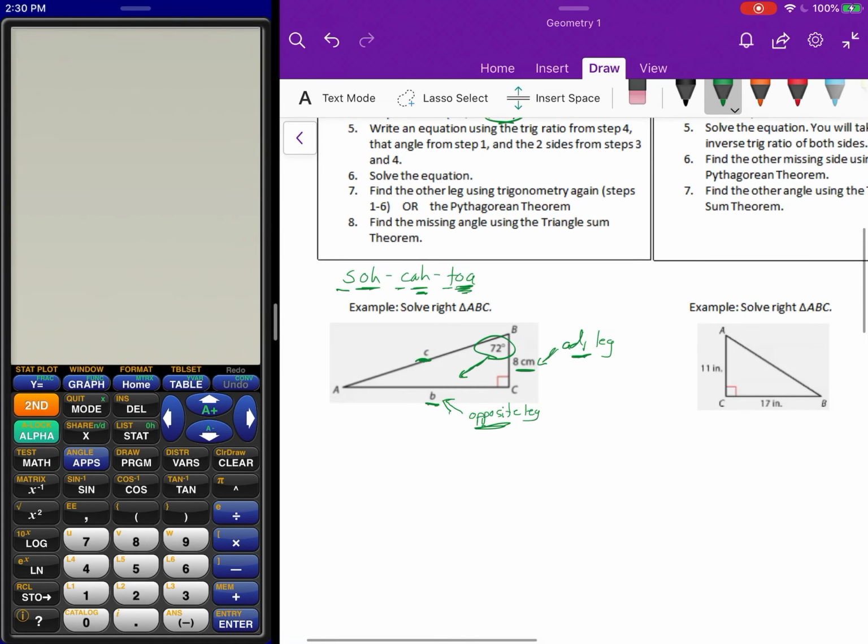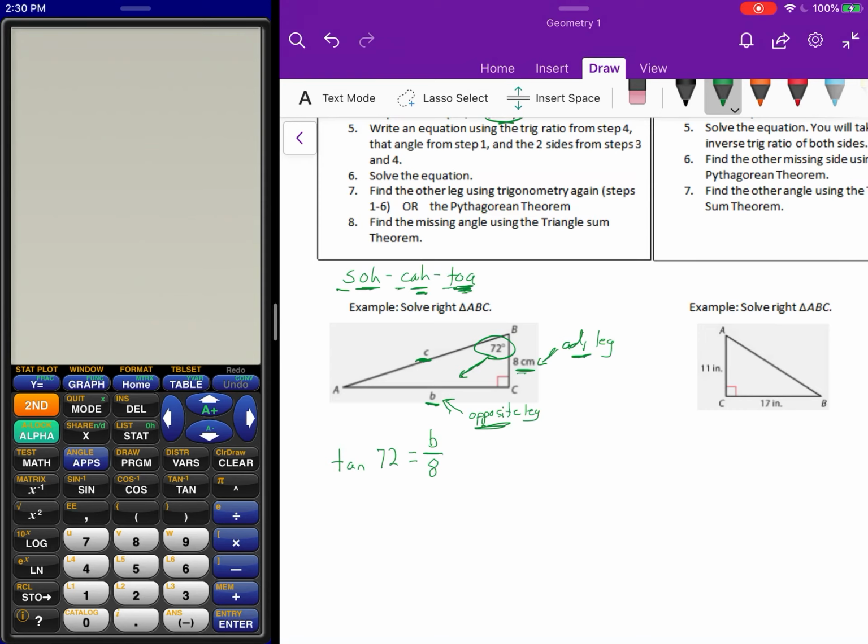All right, step 5. Now we're going to write the equation using the trig ratios from step 4. So we just decided we're going to use tangent. So tangent of the angle from step 1, so of 72, that's the angle we know, is equal to... tangent, remember, is opposite over adjacent. So we're going to do opposite, which is B, over adjacent, which was 8.